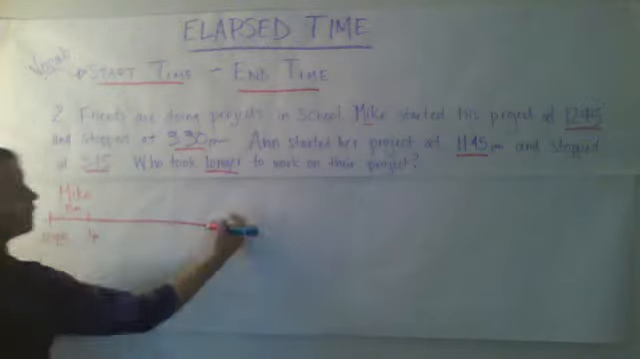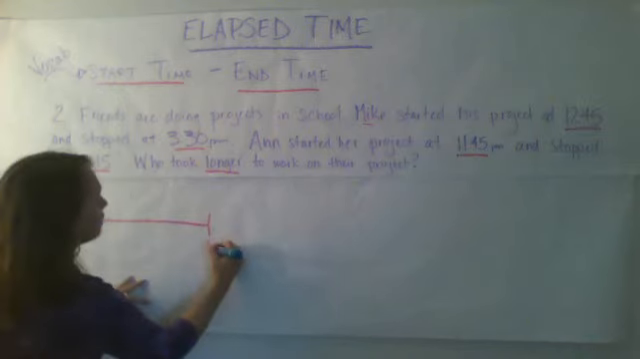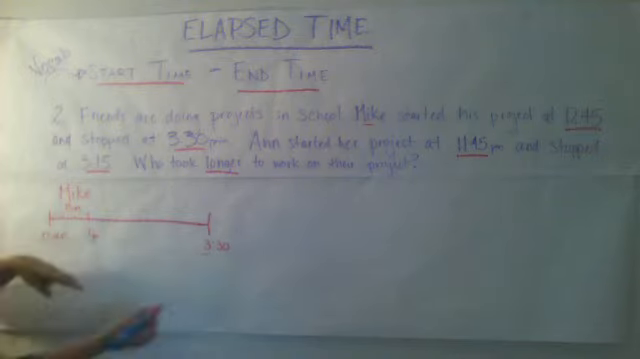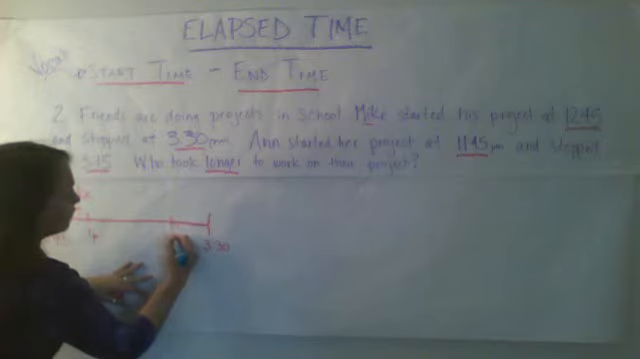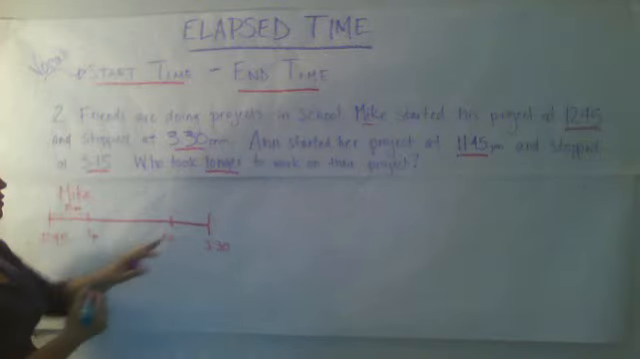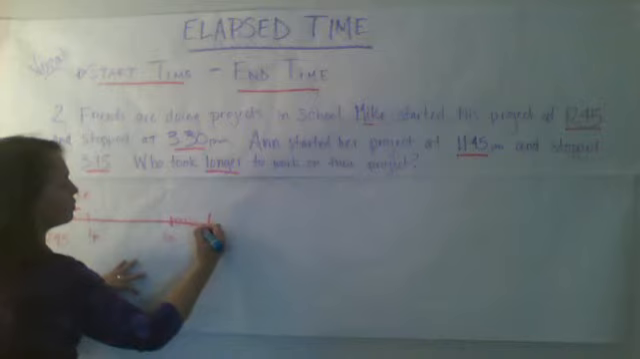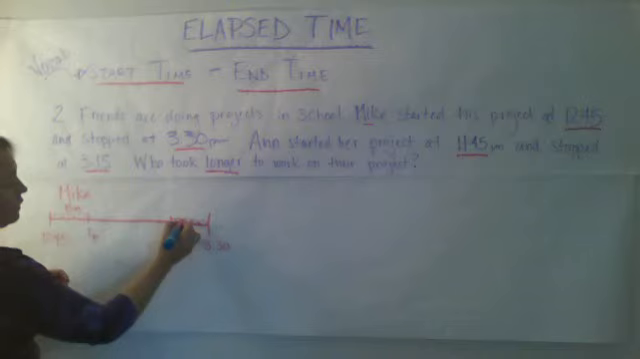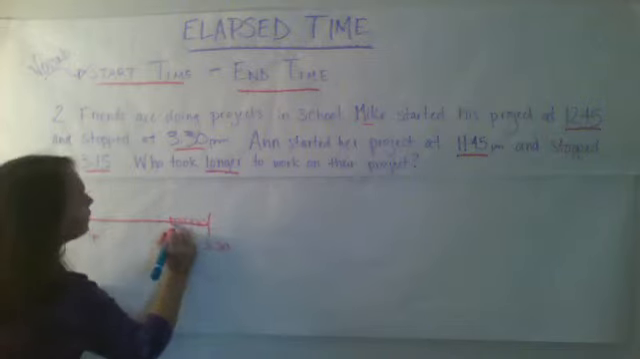Then our end time on the end of our line is 3:30. What's the nearest hour to 3:30? 3 o'clock. So let's count by fives from 3 o'clock to 3:30. 3:05, 3:10, 3:15, 3:20, 3:25, 3:30. How many minutes is that? 5, 10, 15, 20, 25, 30. 30 minutes elapsed on there.